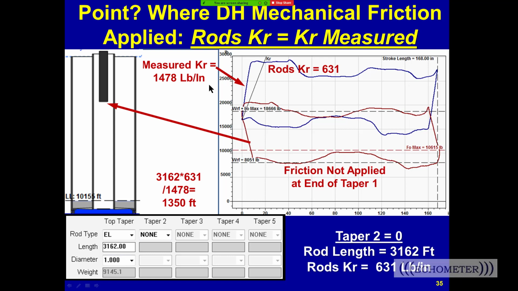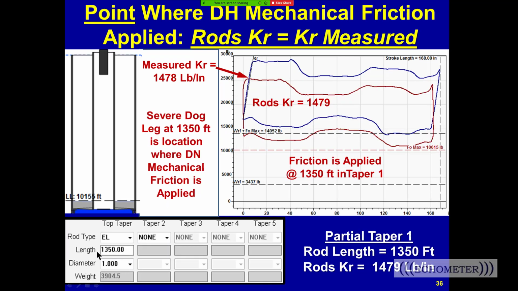And so we say, well, what if we take away enough rods to make it match? So we take away about half the rod string. And at 1,350, it matches exactly. We calculate the spring constant, and it matches 1,479 versus 1,478. So we say, aha, we know that the rods are sticking at 1,350 feet from the surface.